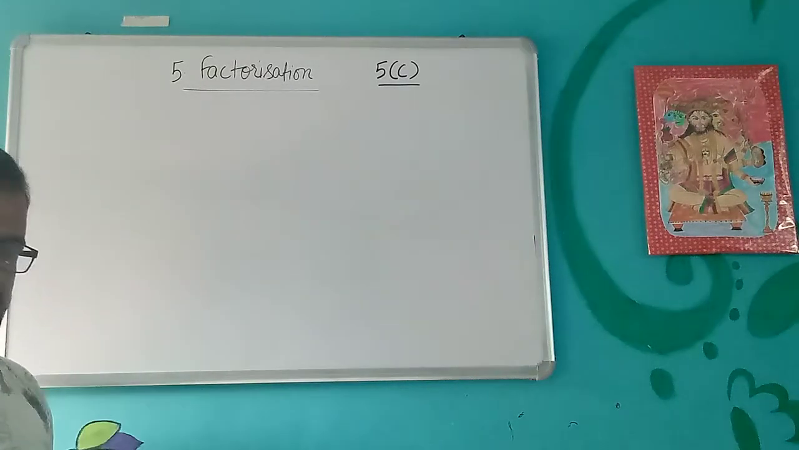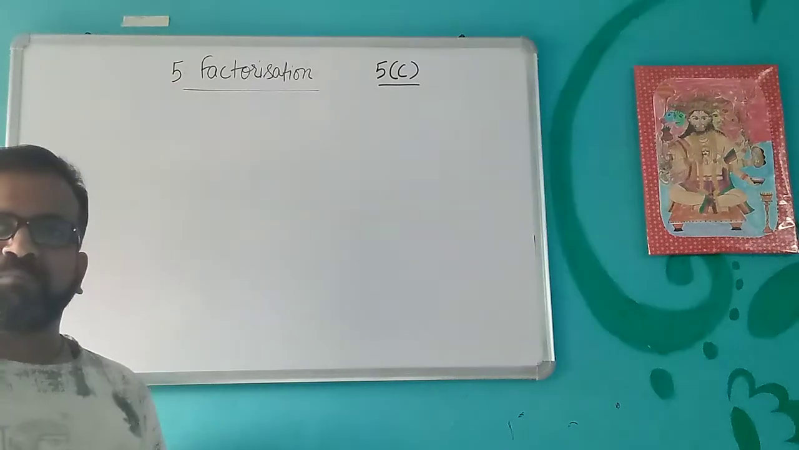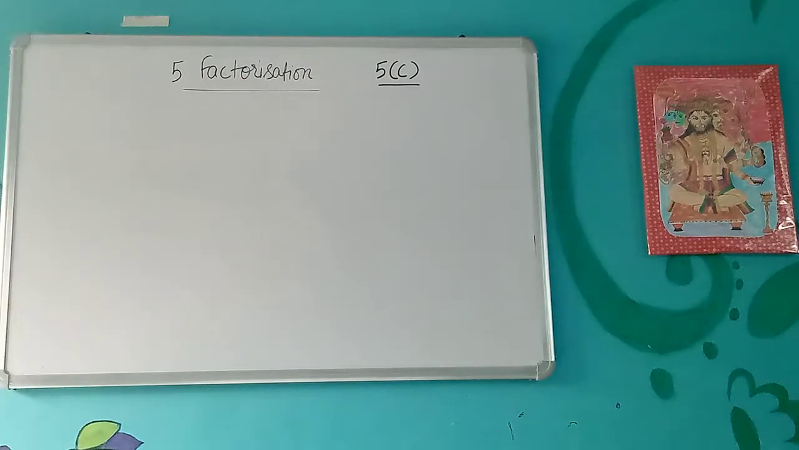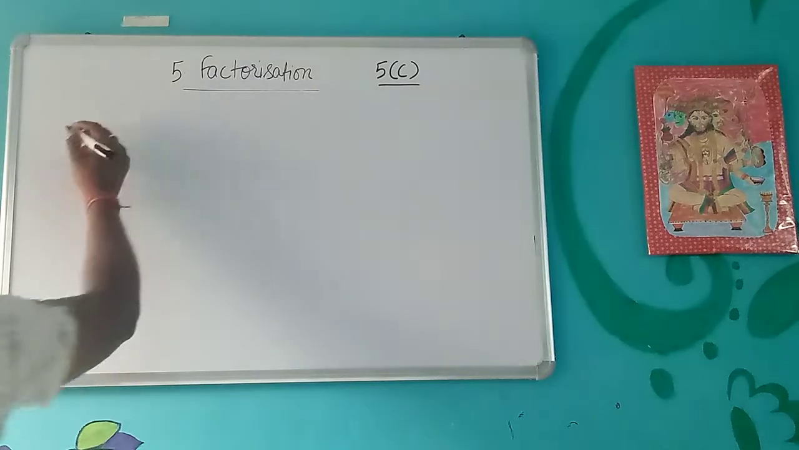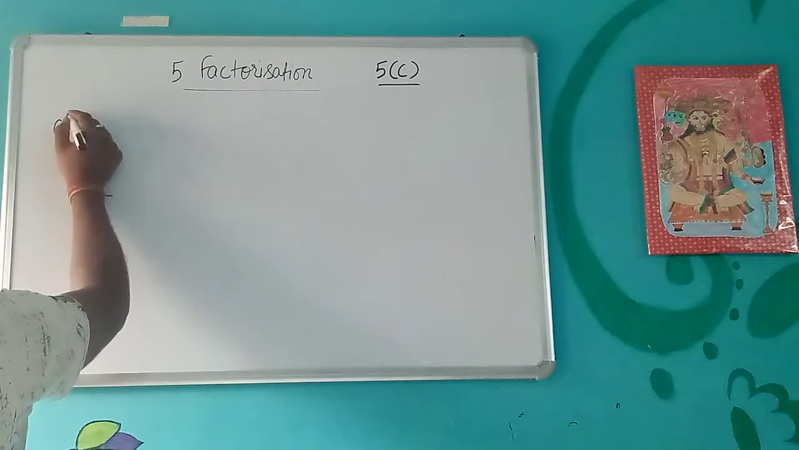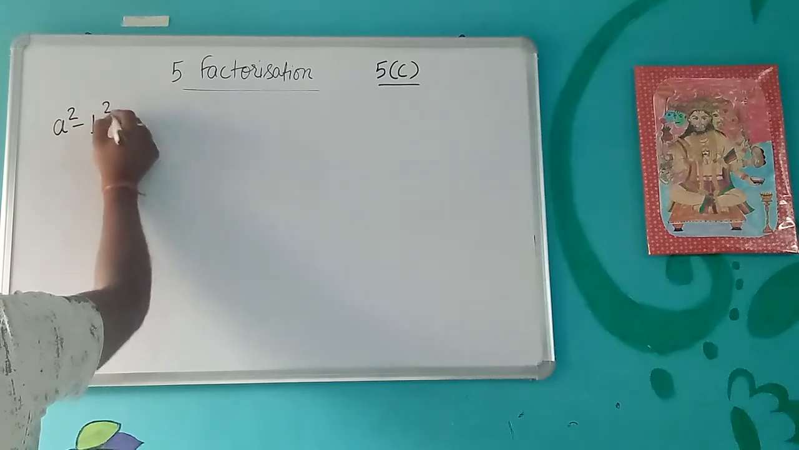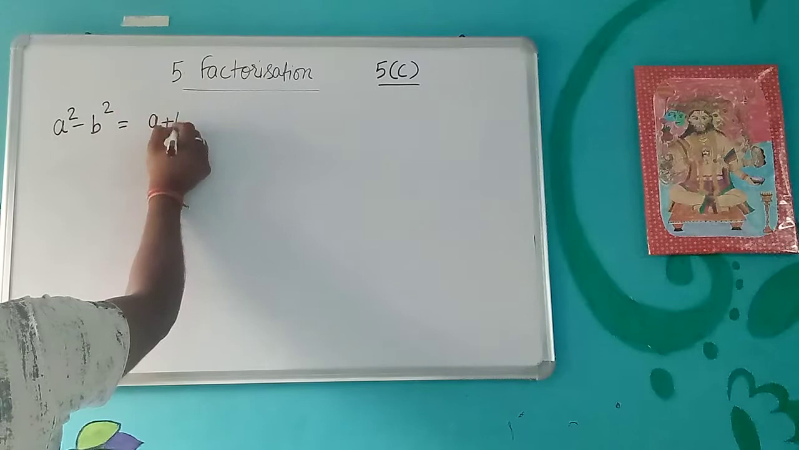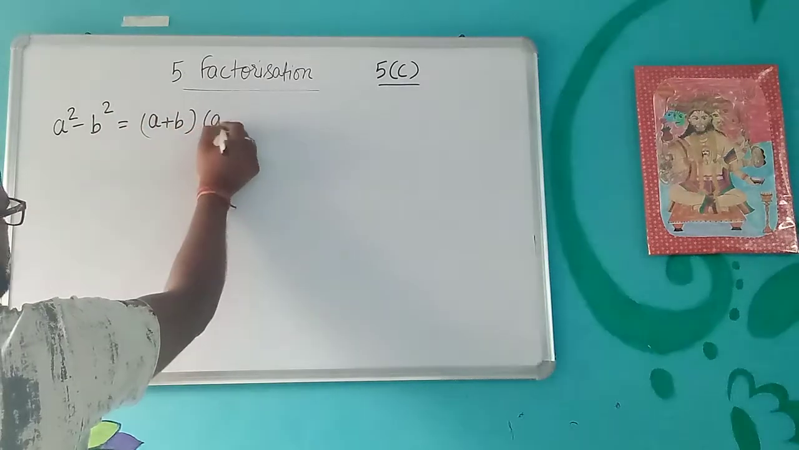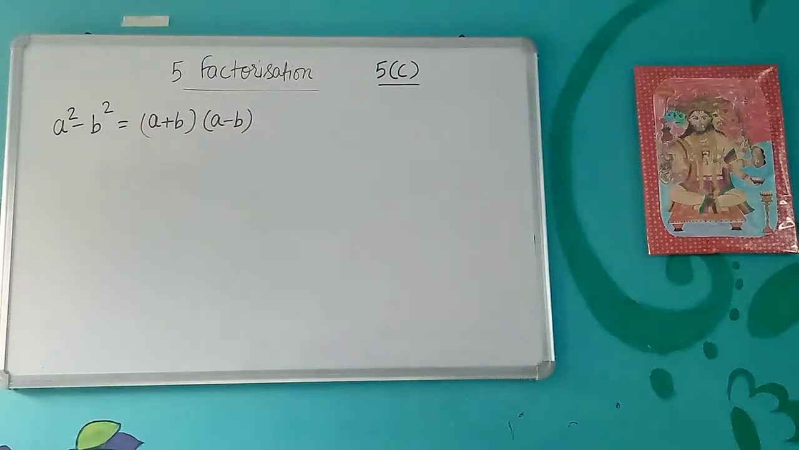So we have started this chapter, factorization. In that we have covered till exercise 5b. Now in this exercise 5c we are going to start. So the identity that we will use in this is a square minus b square, that is a plus b into a minus b. Okay, so this identity we are going to use to solve these type of questions, to solve the questions of the factorization of exercise 5c.